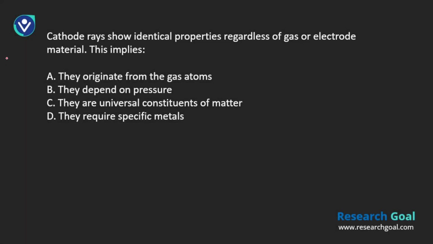All right, we have a wonderful next question, which is: cathode rays show identical properties regardless of the gas or the electrode material that is present in the cathode ray tube. This implies: option A, they originate from the gas atoms; option B, they depend on pressure; option C, they are universal constituents of matter; option D, they require specific metals. Take your time and try to select the correct option.